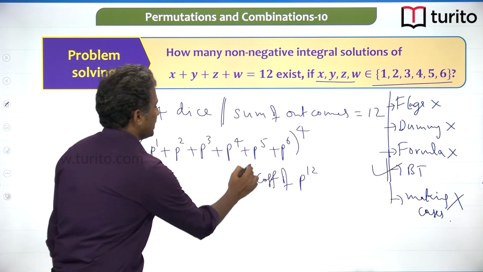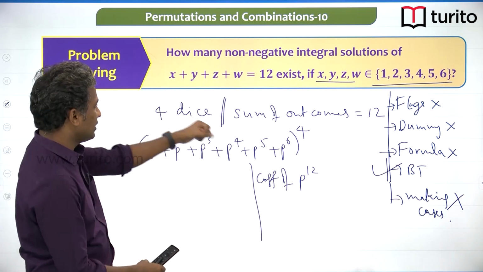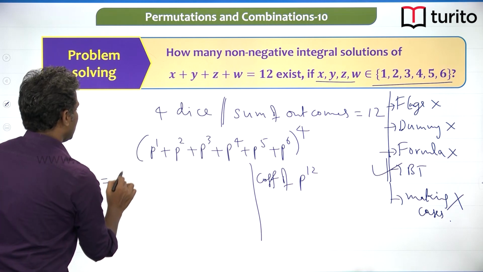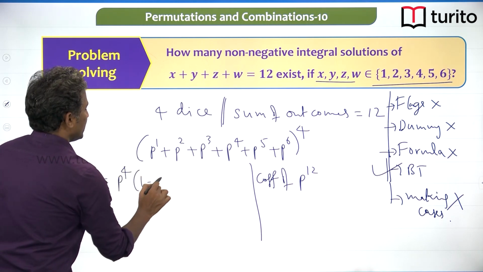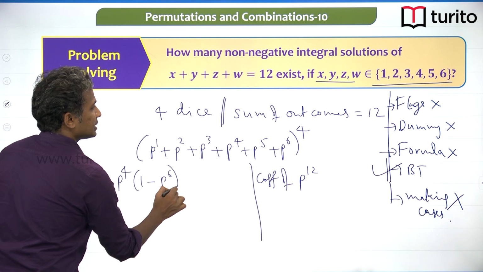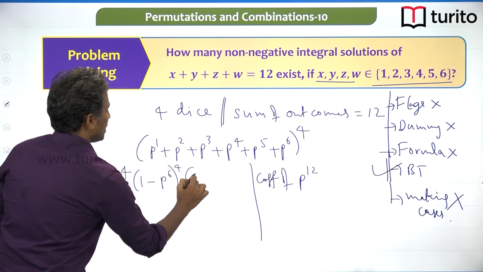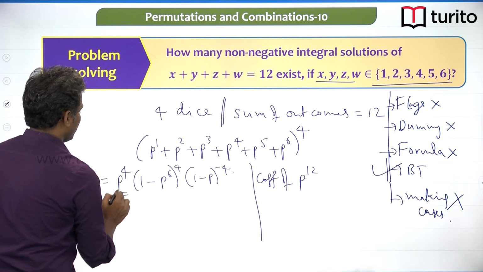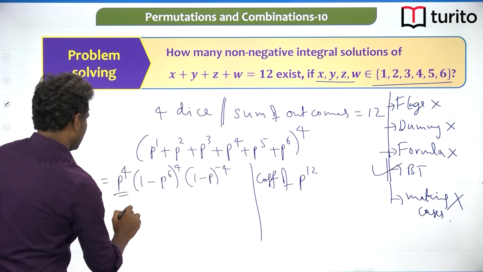But then how do we solve this? So I am going to leave this to you. I will write the answer directly. When I am simplifying this, I will get p raised to 4 common, and here there will be (1 minus p raised to 6) raised to 4 and (1 minus p) raised to minus 4. So there is already 4 here. So we have to expand this.